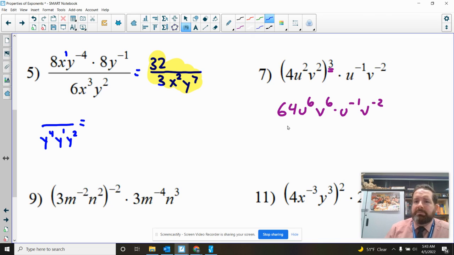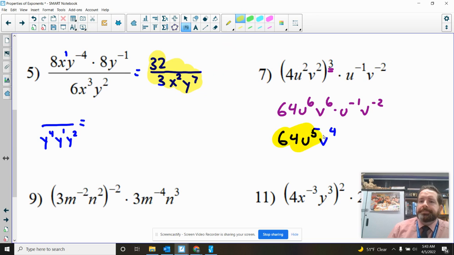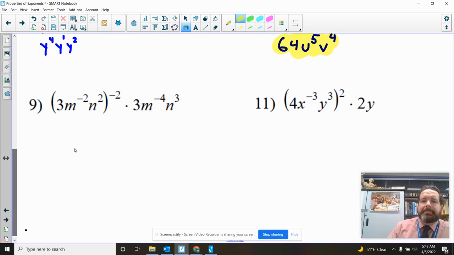Okay, let's multiply things out here then. U to the sixth, u to the negative 1, add those exponents. V to the sixth, v to the negative 2, add those exponents, and there you go. Next up.